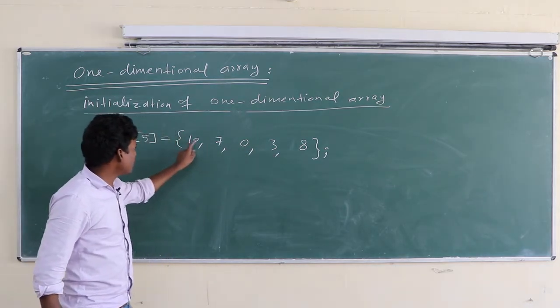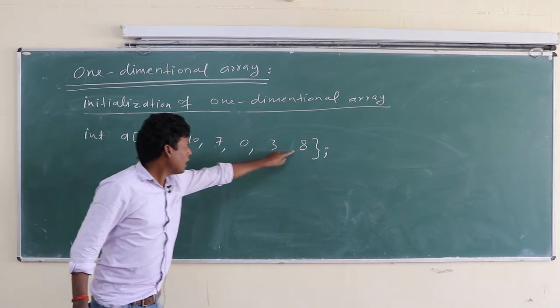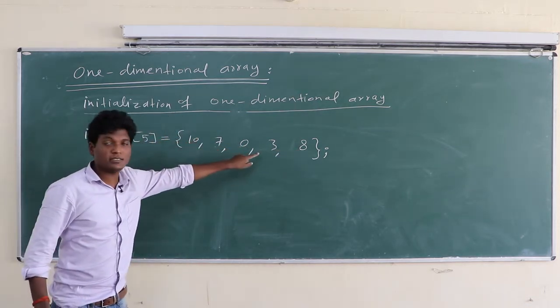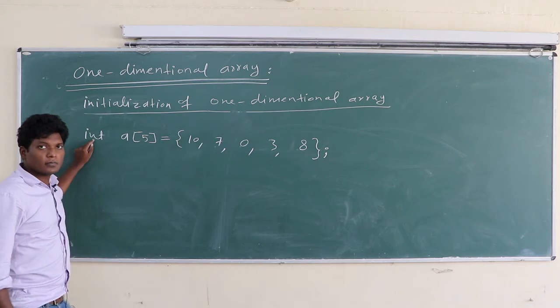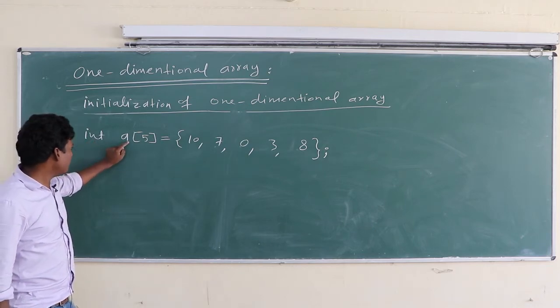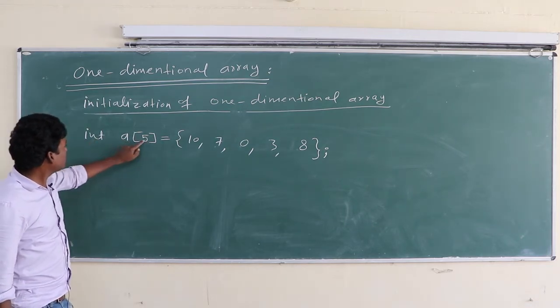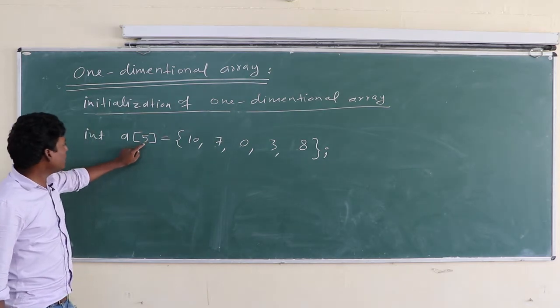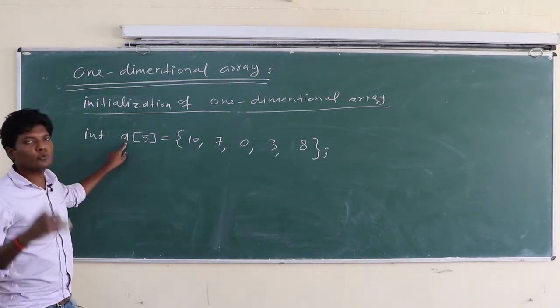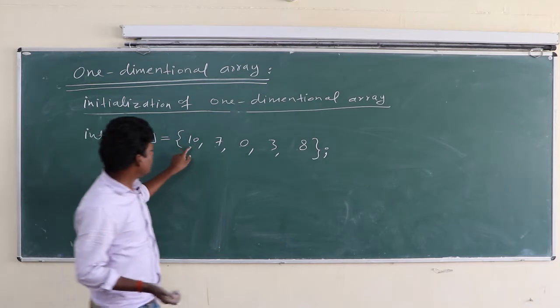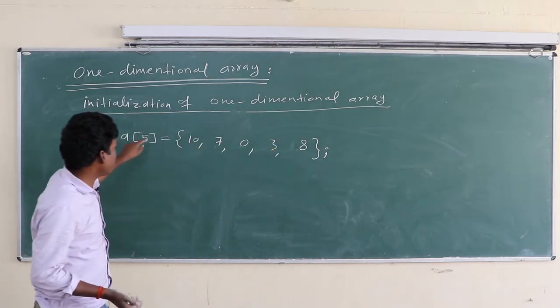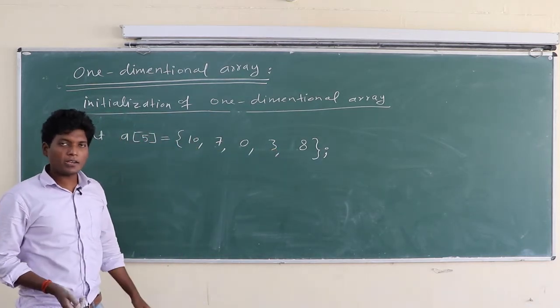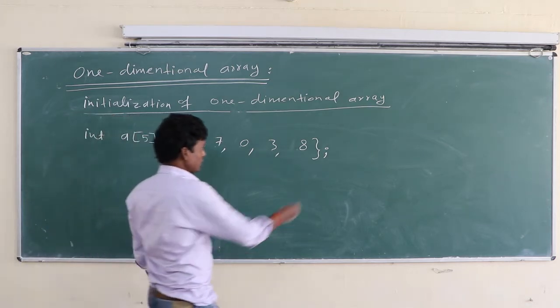There are 5 elements, 1, 2, 3, 4, 5, and all 5 elements are integer type because here is an int. So a is an array, this is the data type, this is the array size. We can store in this array up to 5 elements, and all 5 elements are integer type. This is the valid array initialization. This is true.